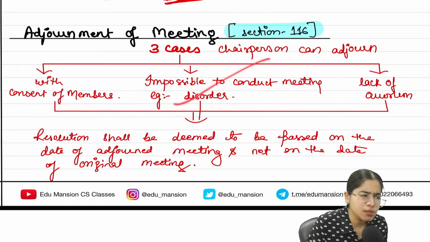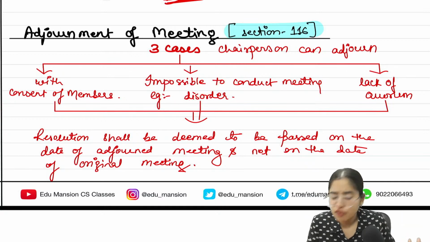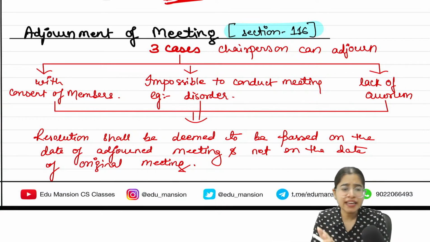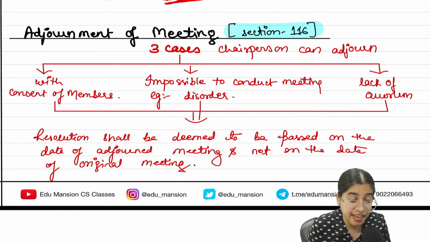With the consent of all the members, if it is impossible to conduct the meeting, or in case of lack of quorum, the meeting can be adjourned to some other day.